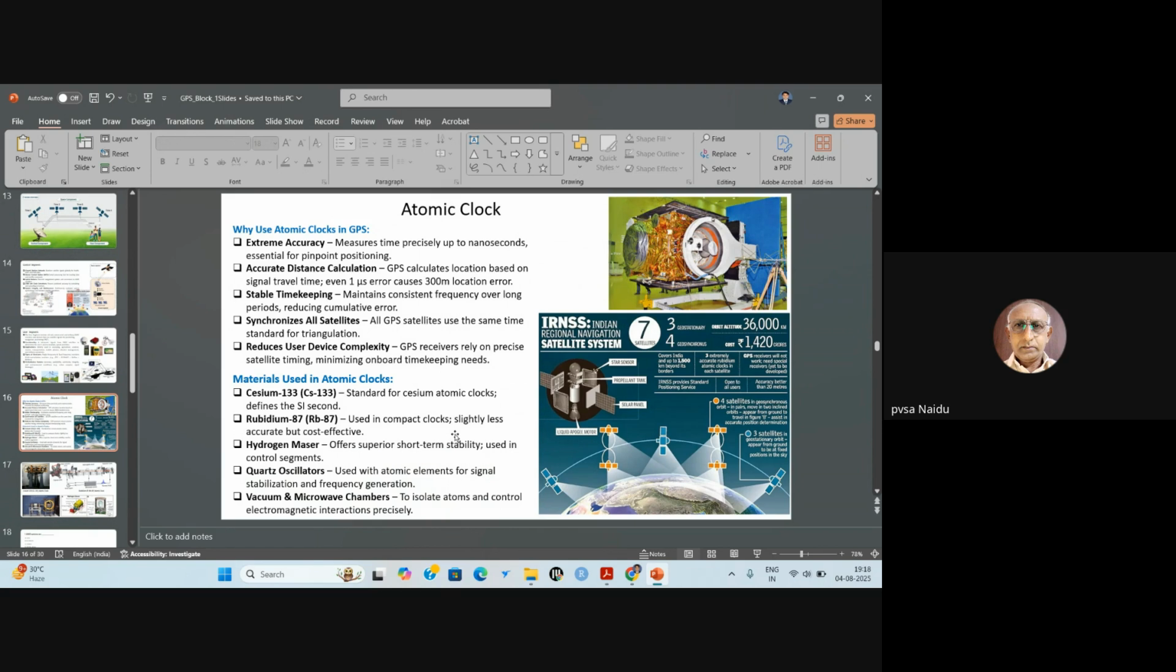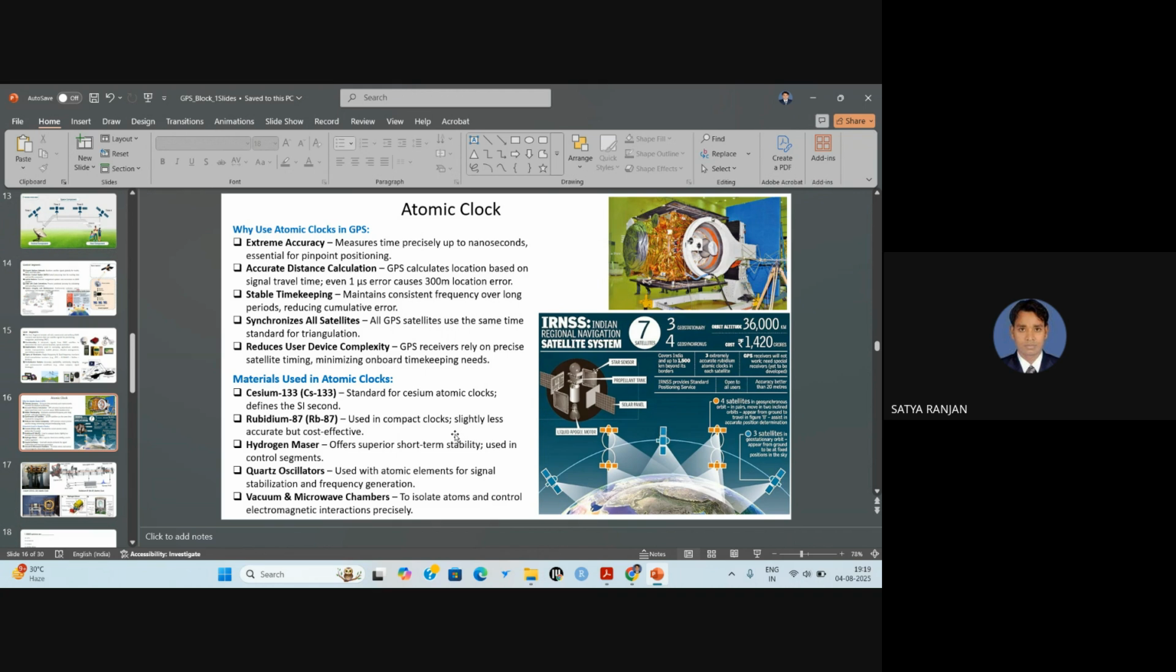Then the atomic clock. So what is the atomic clock? Why use an atomic clock in the GPS system? For extreme accuracy, it measures time precisely up to nanoseconds, which is essential for pinpoint positions. We use the atomic clock for this.